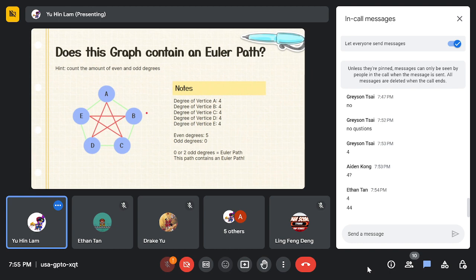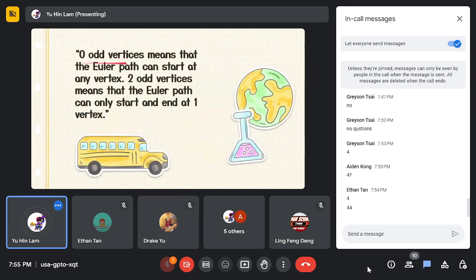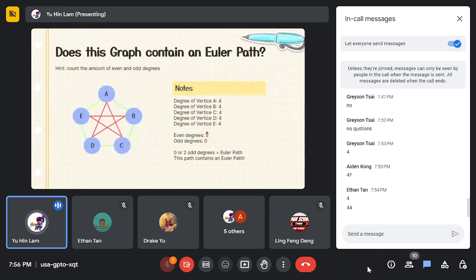Zero odd vertices means that the Euler path can start at any vertex or any point, while two odd vertices means that the Euler path can only start and end at those two vertices. So zero means that we can start anywhere, and there's a path where we only use each edge once.